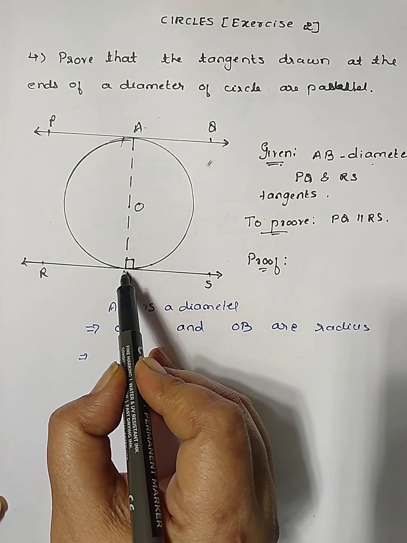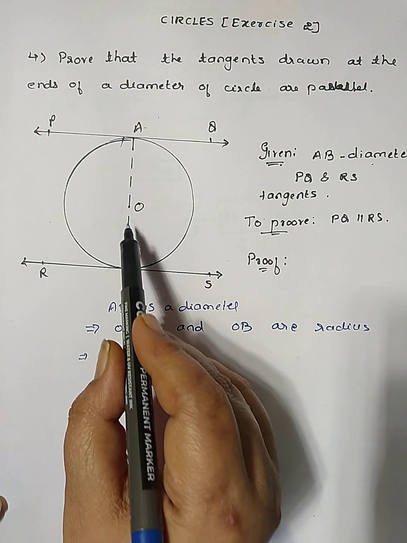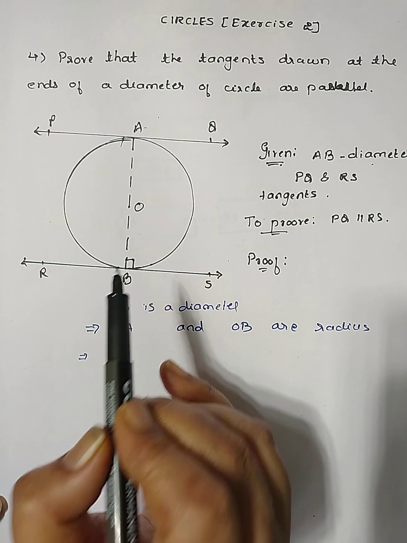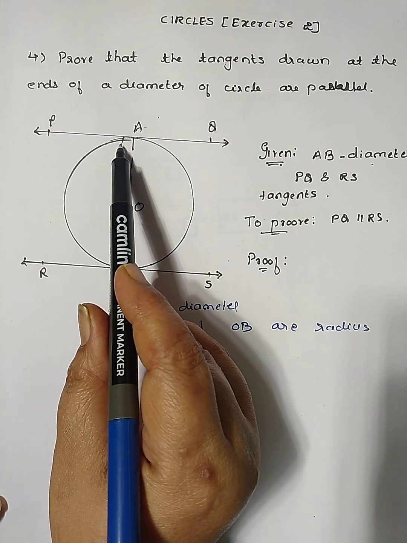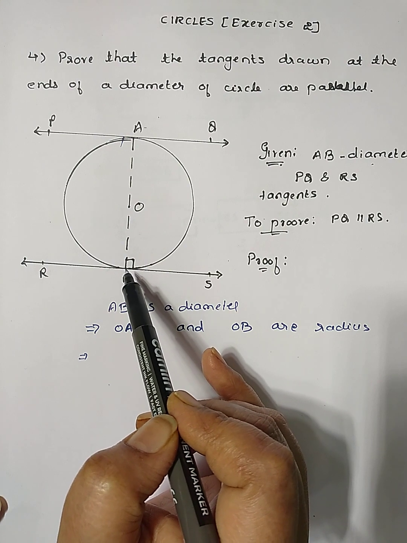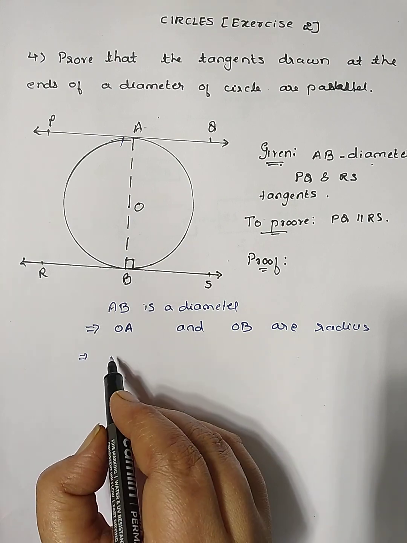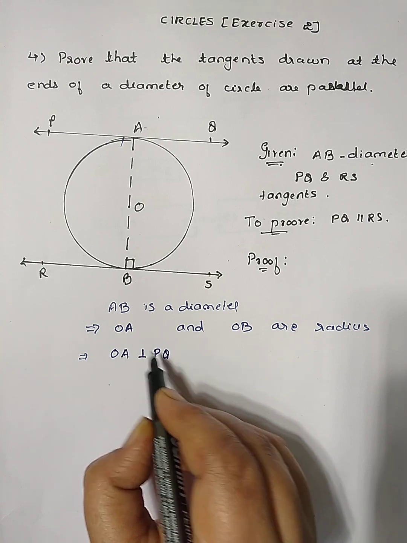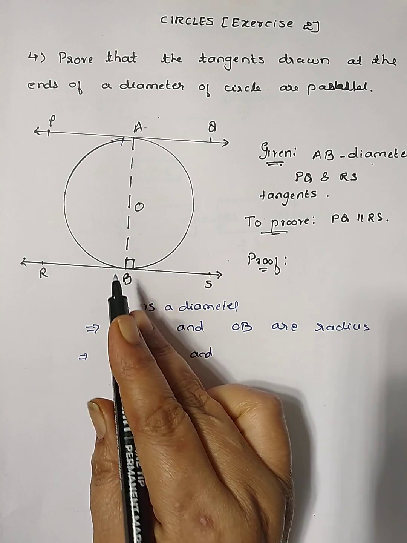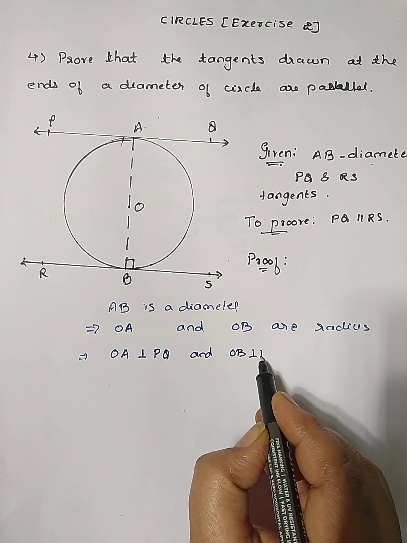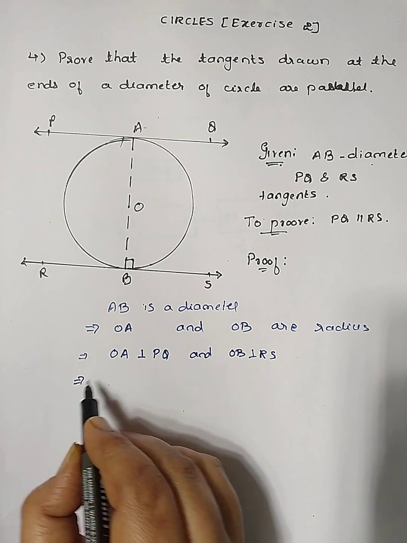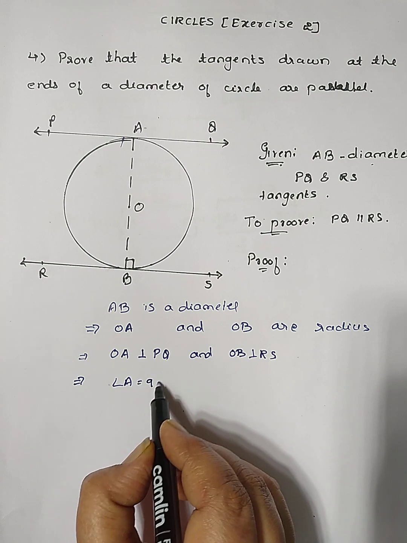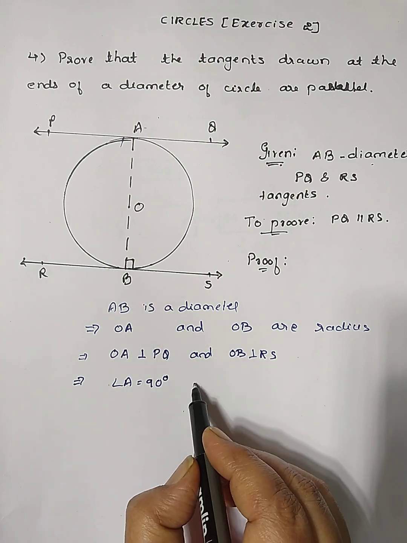Similarly, OB is perpendicular to RS. That is, the radius is perpendicular to RS. According to the theorem, angle B equals 90 degrees. So what have we shown? These two angles A and B are 90 degrees. That we will write: OA is perpendicular to PQ and OB is perpendicular to RS. What does it imply? OA is perpendicular to PQ means angle A equals 90 degrees, and angle B equals 90 degrees.